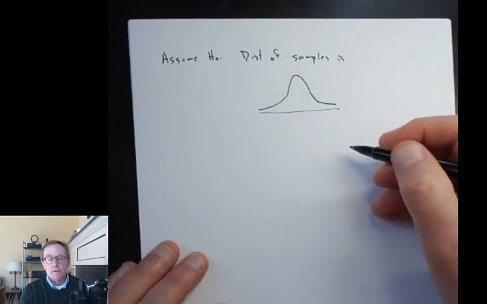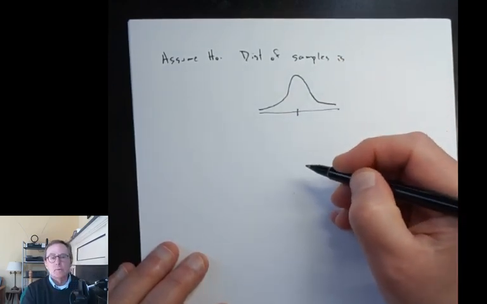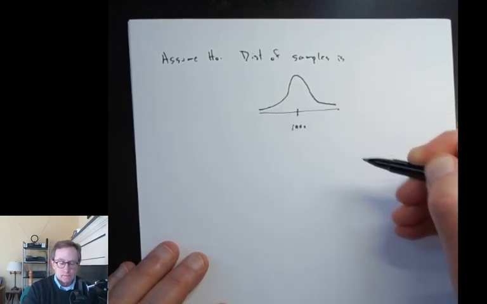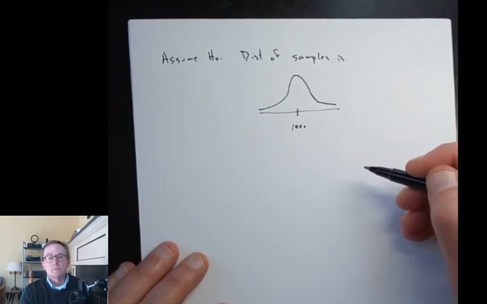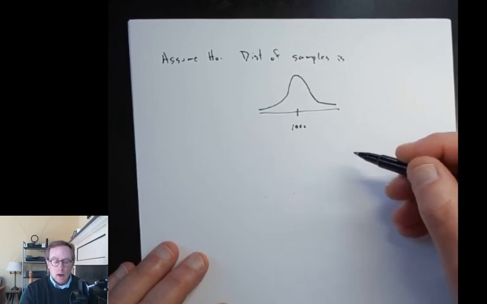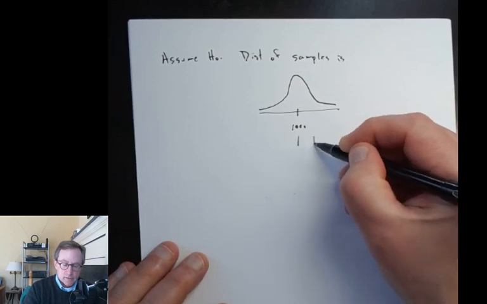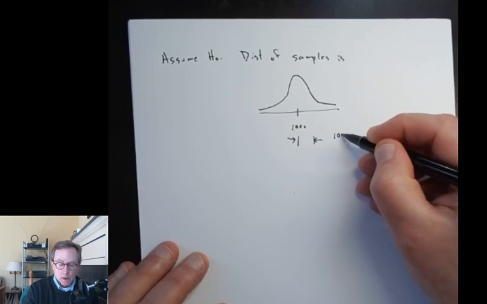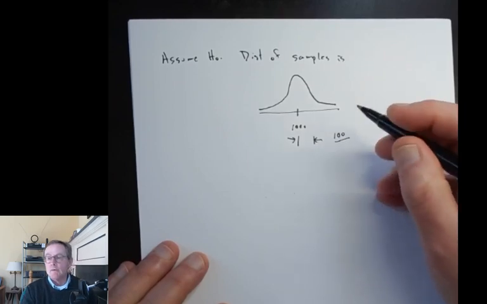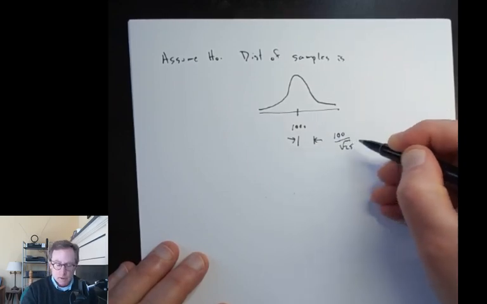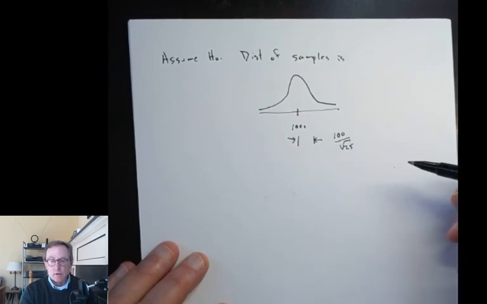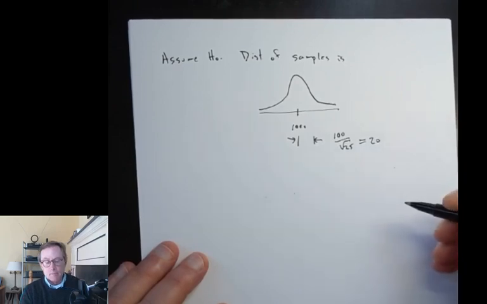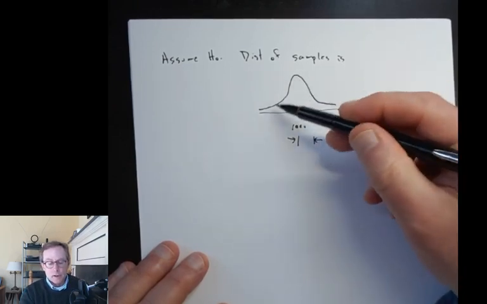The central limit theorem says the mean has to be the same as the mean of the population. H naught thinks that that's 1,000. And H naught thinks that the standard deviation should be 100. So the standard deviation of the samples should be 100 over the square root of 25, because our sample has size 25. So that's 100 over 5, so that's 20.